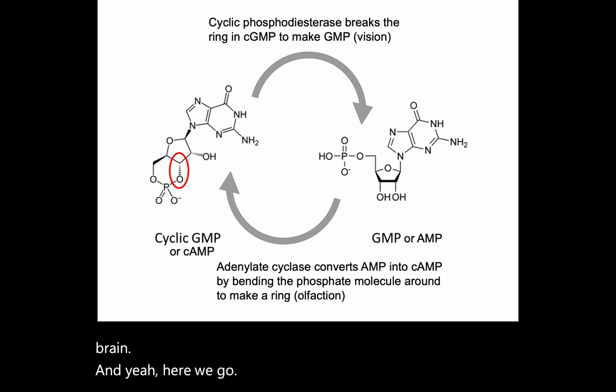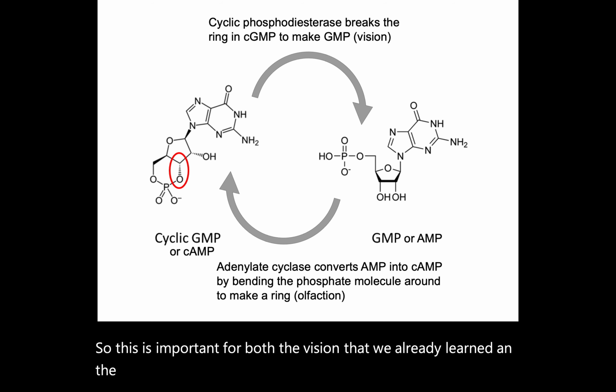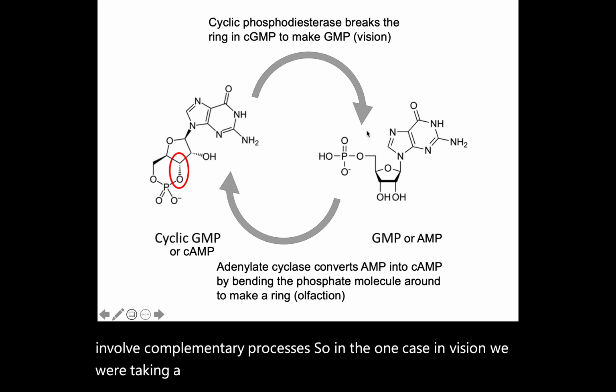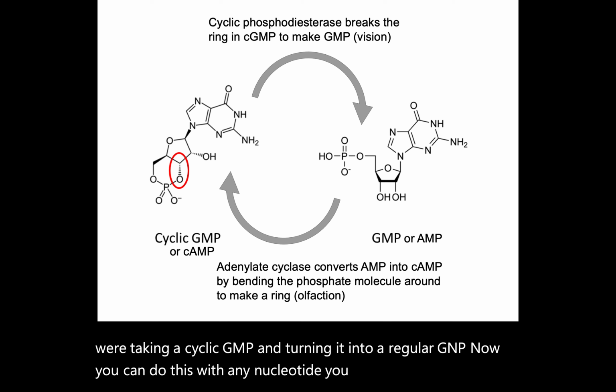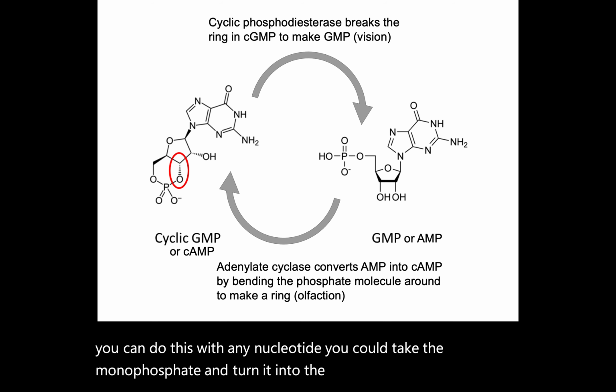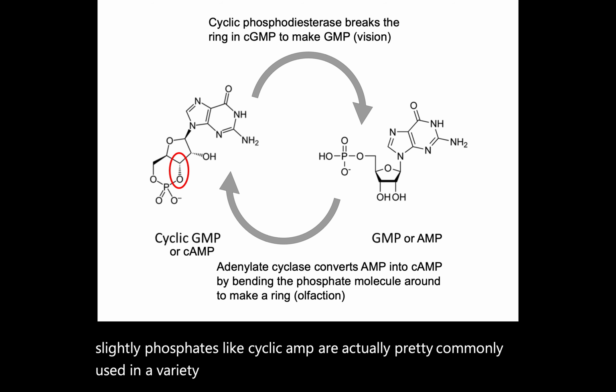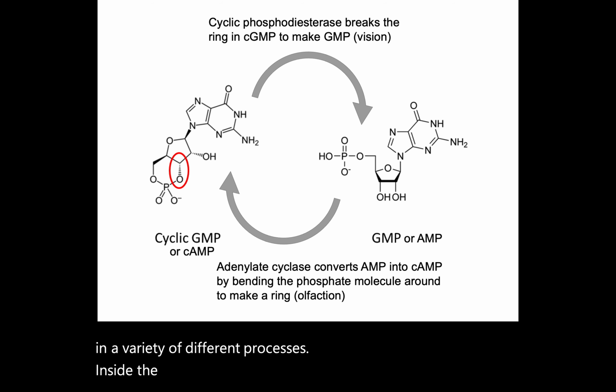So this is important for both the vision that we already learned and the olfaction that we are learning in this lesson. And they both involve complementary processes. So in the one case, in vision, we were taking a cyclic GMP and turning it into a regular GMP. Now you can do this with any nucleotide. You can take the monophosphate and turn it into the cyclic phosphate. That's fine. Cyclic phosphates like cyclic AMP are actually pretty commonly used in a variety of different processes inside the cell.